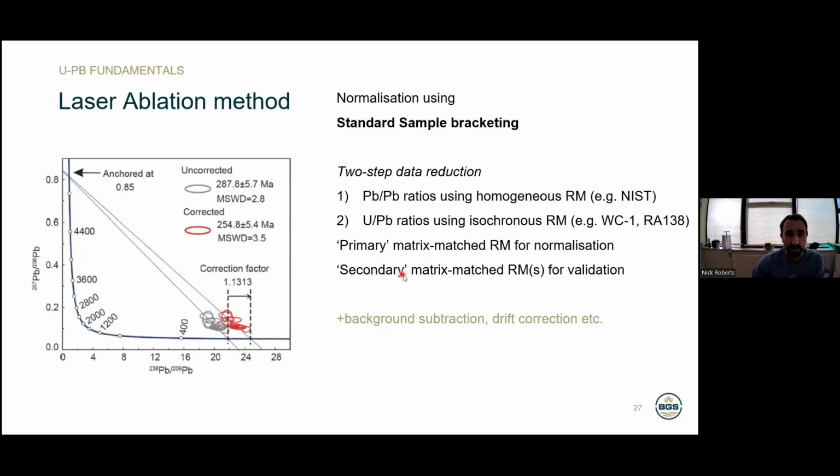We also run secondary standards, so we generally run at least 3 matrix match carbonates during each analytical session. One is for the normalization, and then you have 1 or 2 more standards that you use to check for the accuracy and precision of that session.